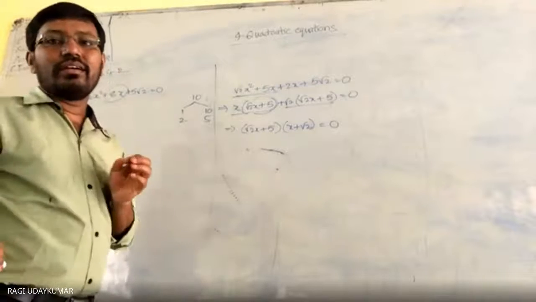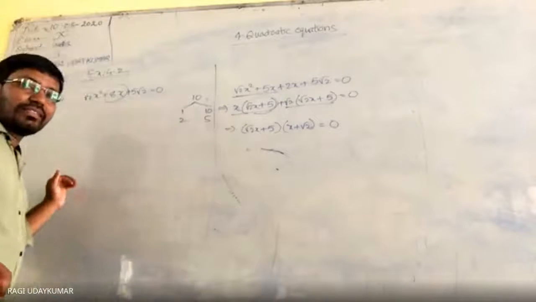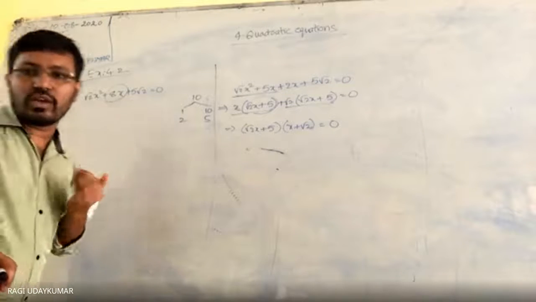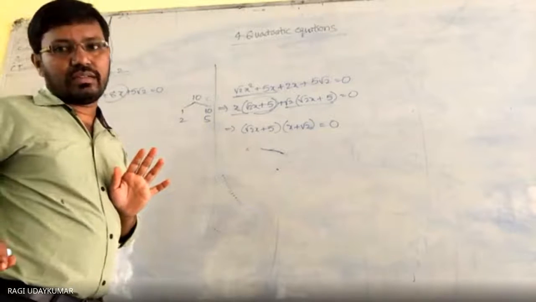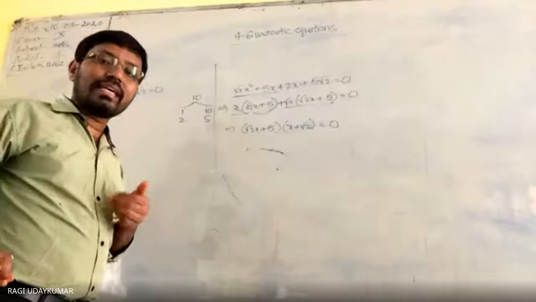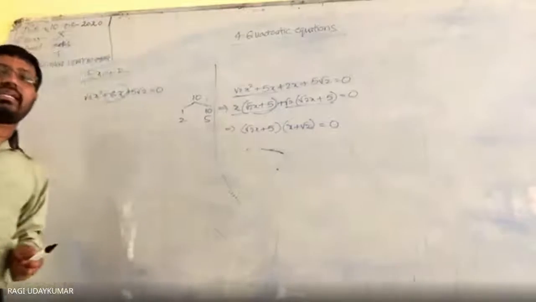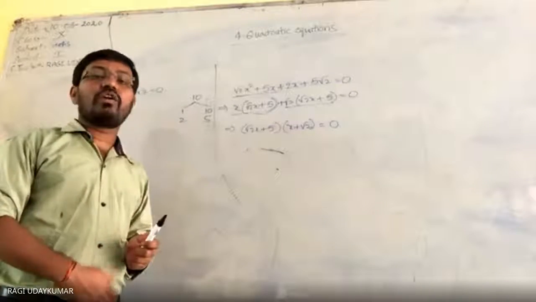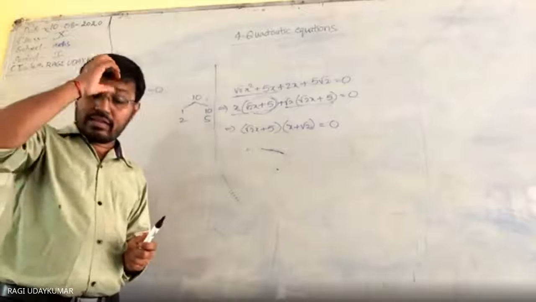So that's why when the question is given to you like this, using factorization, the roots cannot be found out. So what can we do in that situation? There is another method that is called the completing square method. We call it the completing square method.